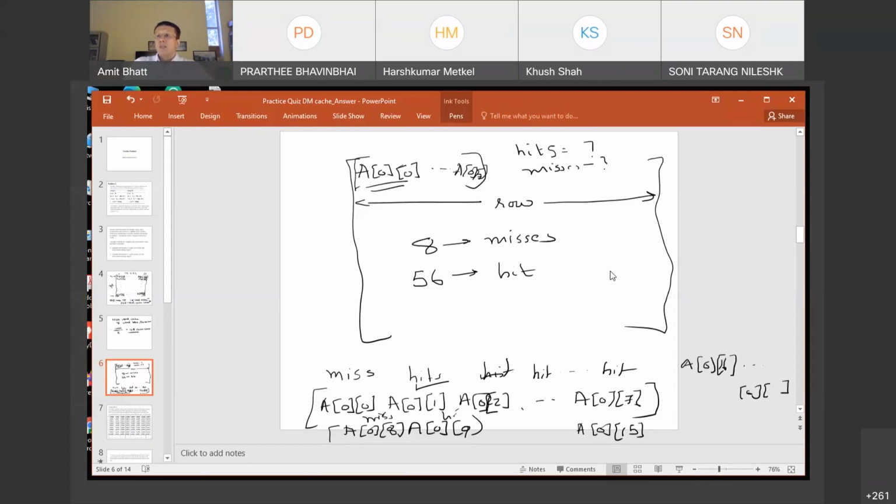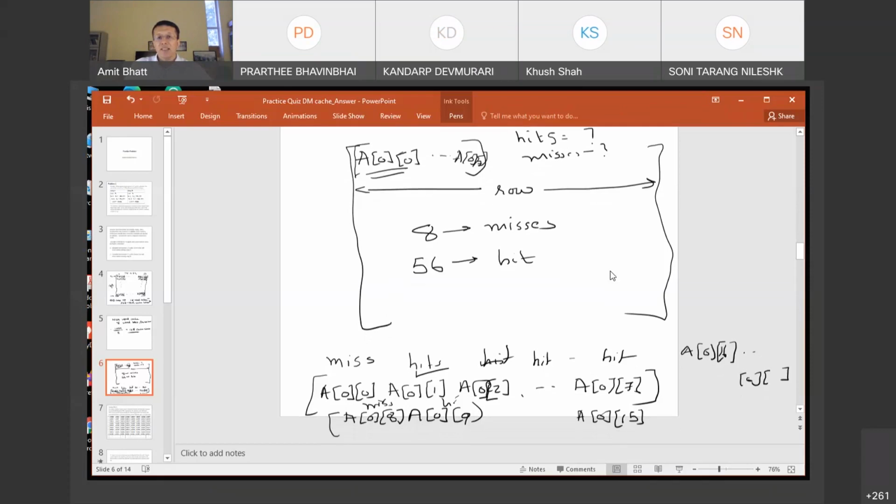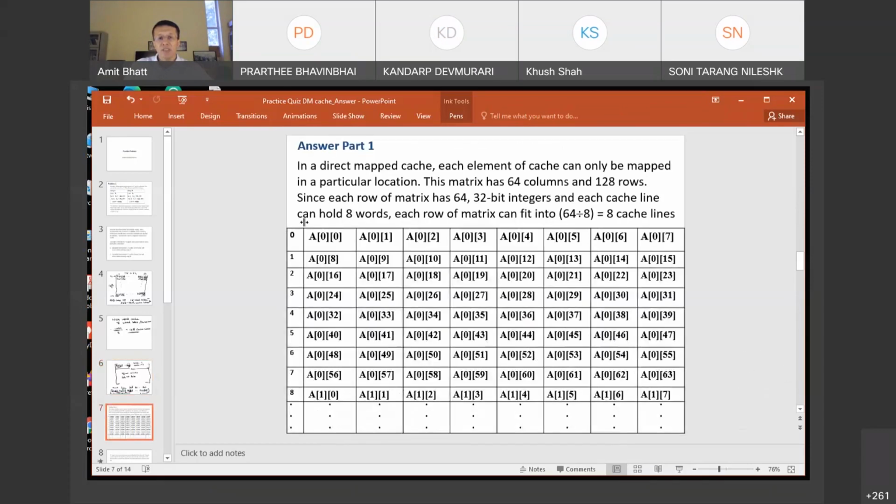Sir, I have another question. These 8 blocks, these blocks of 8, the first block is on cache line number 1 and the second one is on cache line number 2. Is it going like that? No.